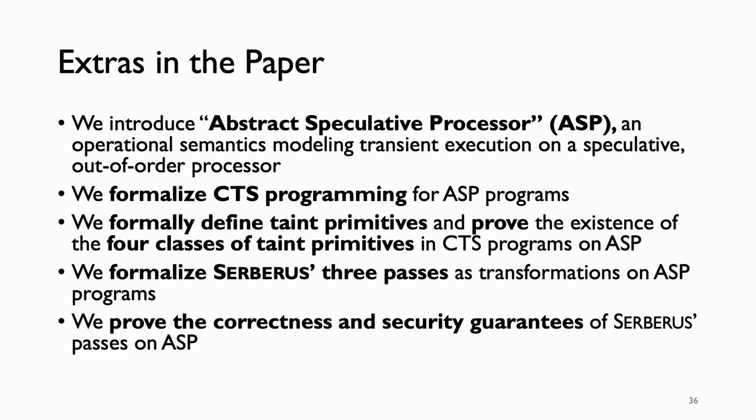So I've skipped over a lot of things in the paper. First, we introduce an operational semantics called ASP, which stands for Abstract Speculative Processor. This models transient execution on a speculative out-of-order processor. We use it to formally define static constant time programming, taint primitives, and Serberus's 3 passes. And finally, we prove the correctness and security guarantees of Serberus as a set of passes over ASP programs.